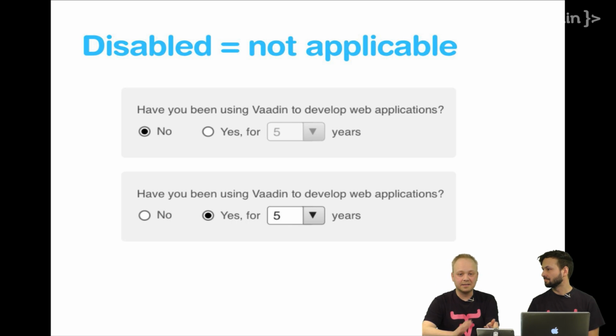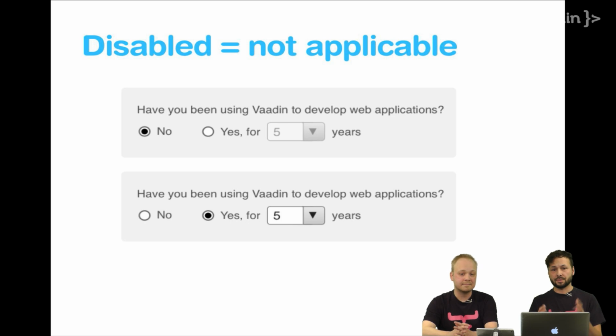So basically, in this example here, we have a question in a form that asks if you have been using Vaadin to develop web applications. And if you choose the no radio button, then obviously the how many years drop down next to the yes radio button is not applicable. It doesn't apply to your answer because you haven't been using Vaadin. So it should be disabled. Whereas if you click the yes radio button, you should enable that drop down because now it is applicable.